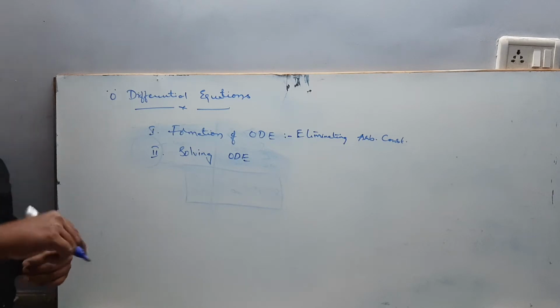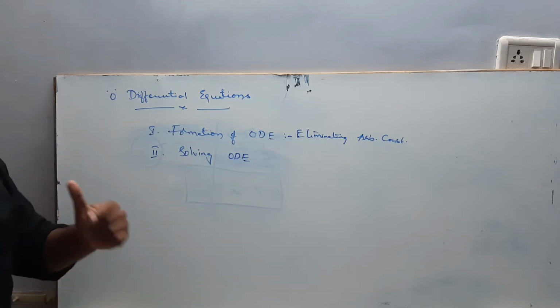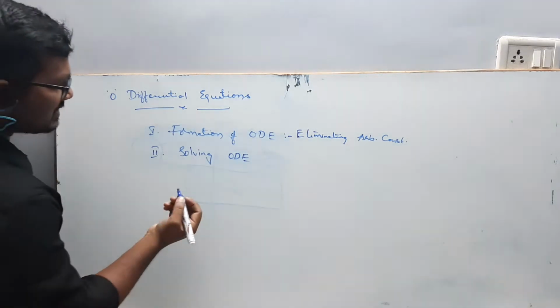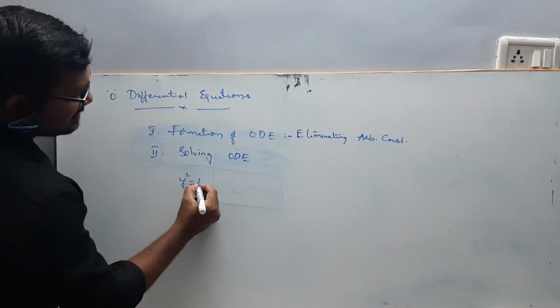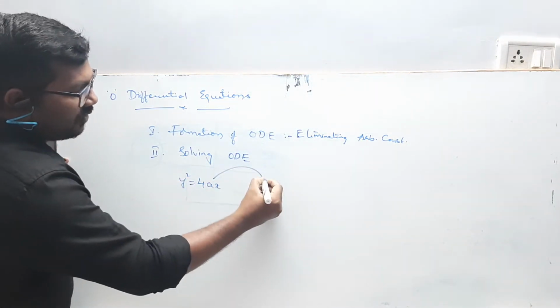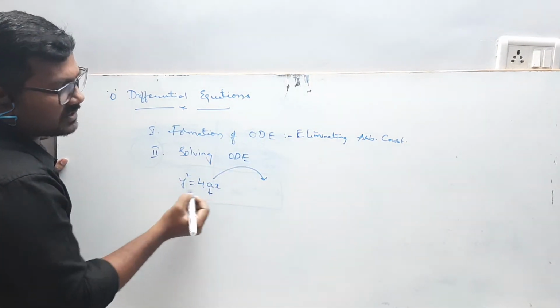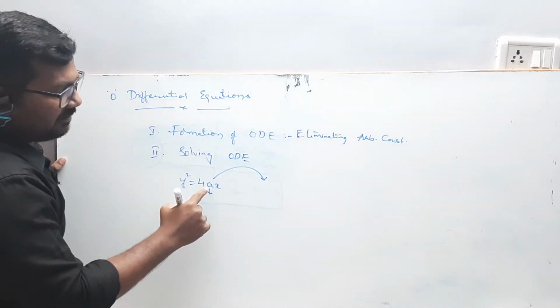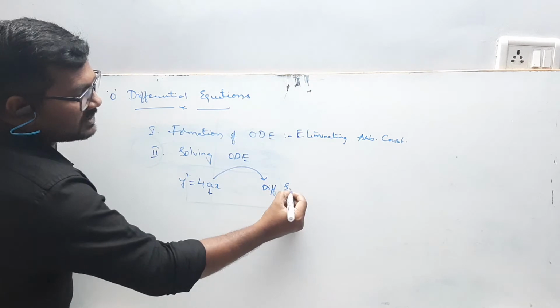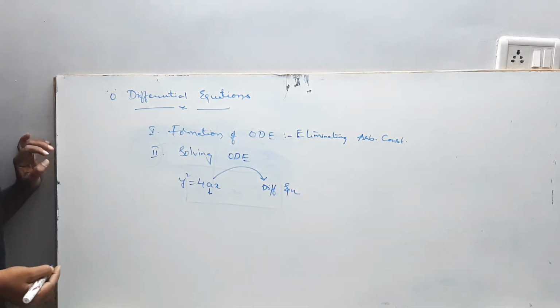In the second case, they will give an ordinary differential equation and we have to convert it into an algebraic equation. See the difference: y square is equal to 4x is an algebraic equation. When I want to eliminate this arbitrary constant, it will convert into the differential equation. That is called formation.